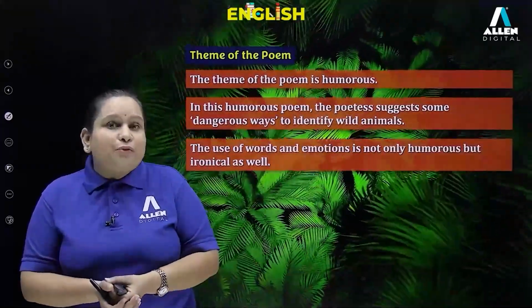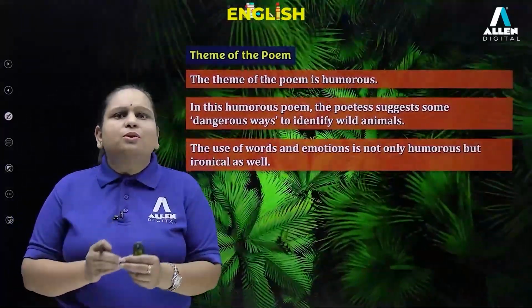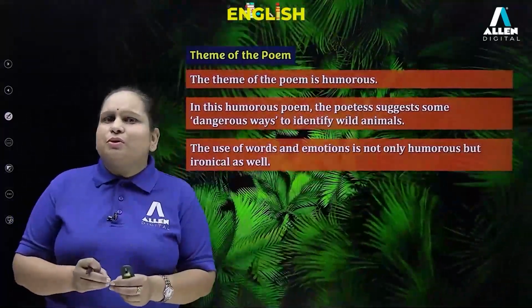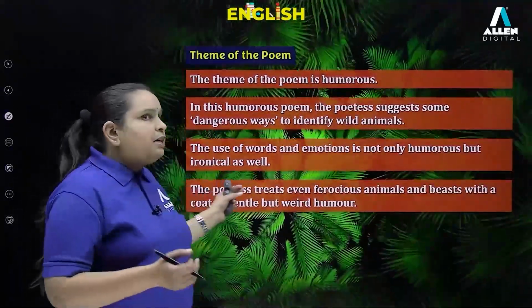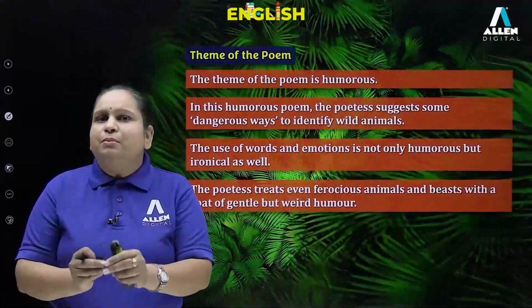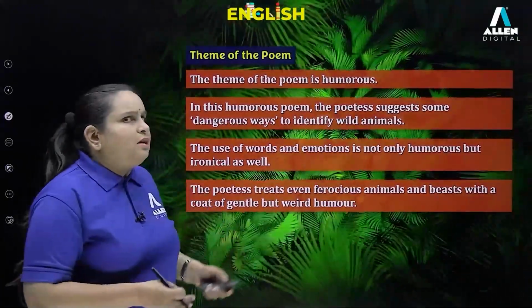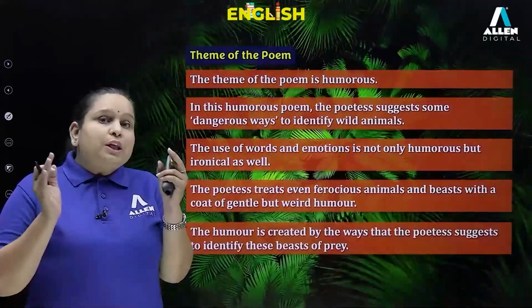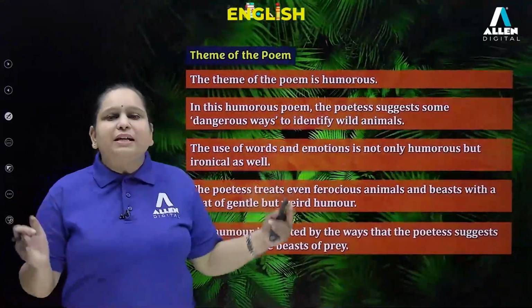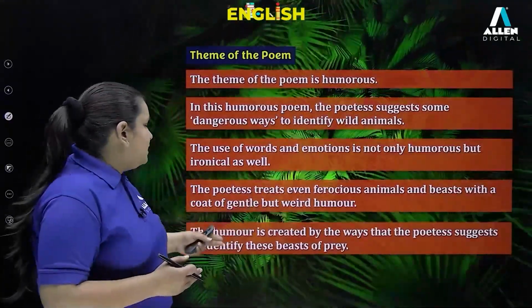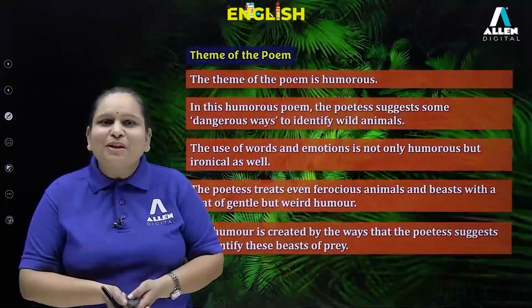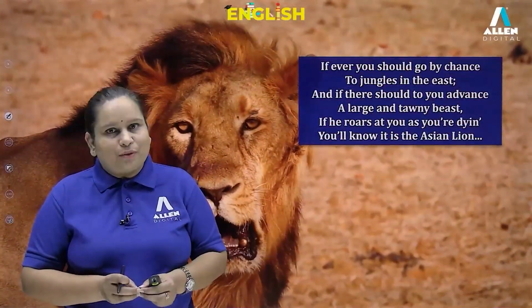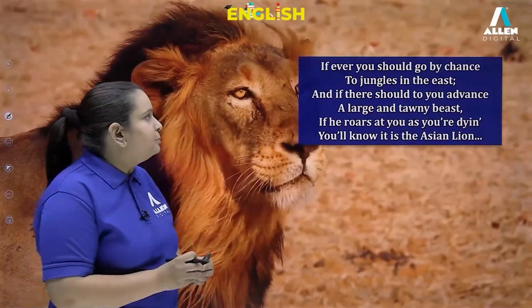So, the use of emotions and words in this poem is not only humorous, but ironical as well. Why? As I told you, you will read this in the poem. Then, the poetess here treats even ferocious animals and these beasts of prey with a code of gentle but weird humor. So this humor has been created in the poem by the ways that the poetess has suggested to identify these beasts of prey or these animals. So I'm sure now you are very excited to go through the poem. So here I present to you the very first stanza of the poem. Let's read it and try to understand it.